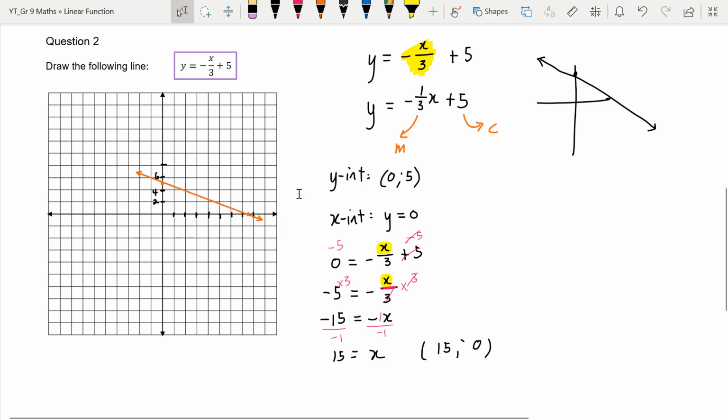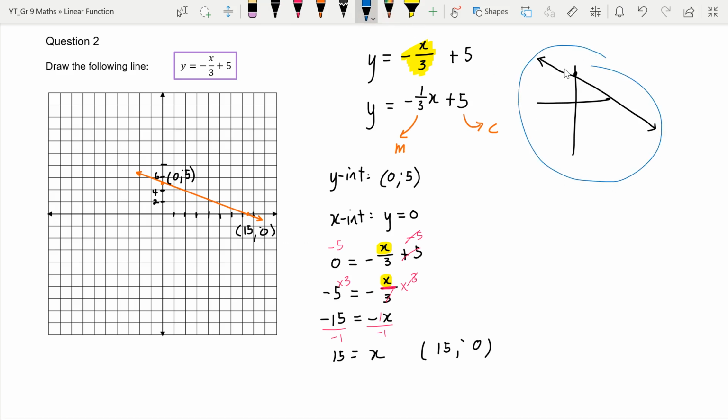Okay, that's better. And now remember to indicate your points of intersection. That one would be (0, 5). And that one would be (15, 0). And I think my estimation over there wasn't too bad. What do you think?